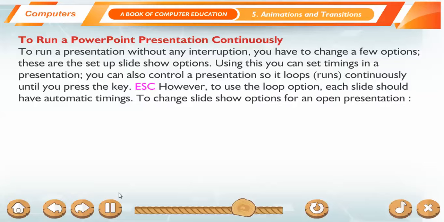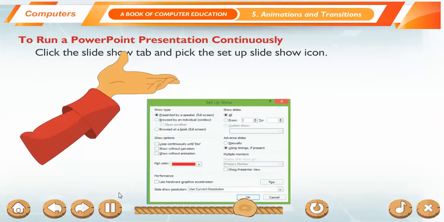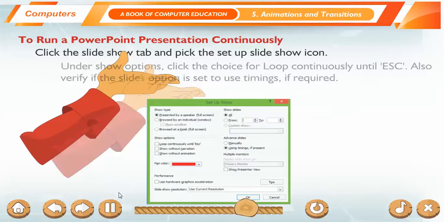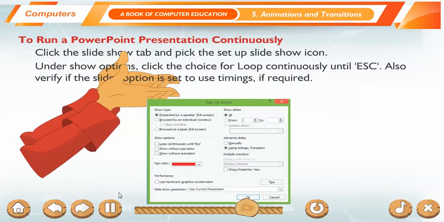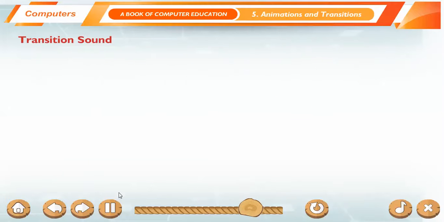To change slideshow options for an open presentation, click the Slideshow tab and pick the Setup Slideshow icon. Under Show options, click the choice for Loop continuously until Esc. Also, verify if the Slides option is set to use timings if required.